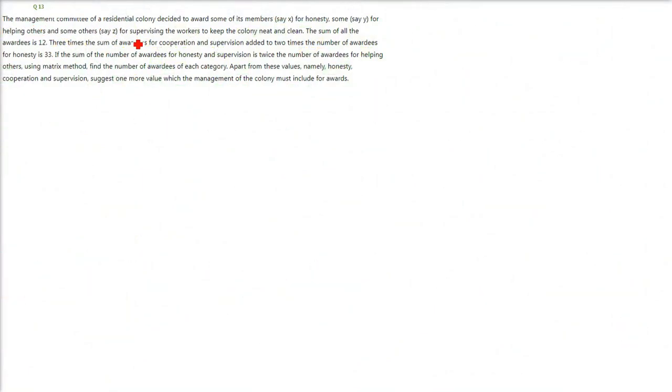The management committee of a residential colony decided to award some of its members, say X, for honesty. So X is for honesty. There is a society, a colony, and they are giving some fund for their honesty, and Y for helping others and for supervising the workers in order to keep the colony neat and clean, Z. So this is already given in the question. X, Y, Z is for what?